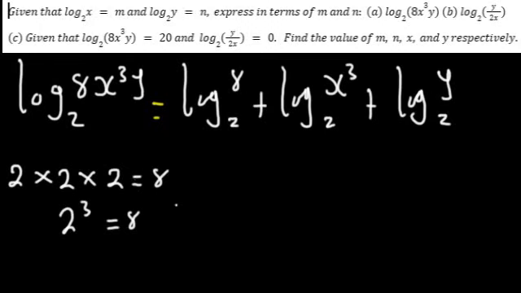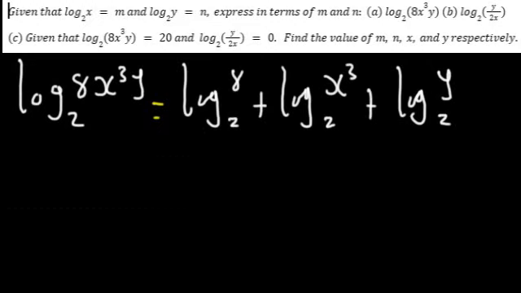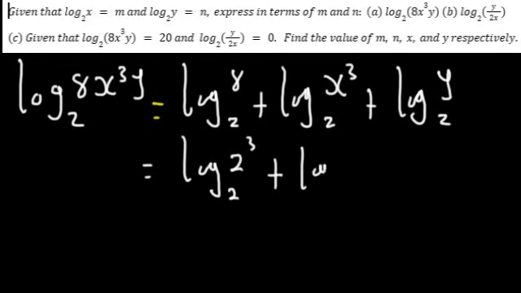So the next thing we want to do is to replace 8 with 2 to the power of 3, so as to make it easier for us to simplify. So I'm going to get rid of this. Now the next thing we want to do is to replace 8 with 2 to the power of 3. I'm going to have this: log of 2 to the power of 3 to a base of 2, plus log of x to the power of 3 to a base of 2, plus log of y to a base of 2.